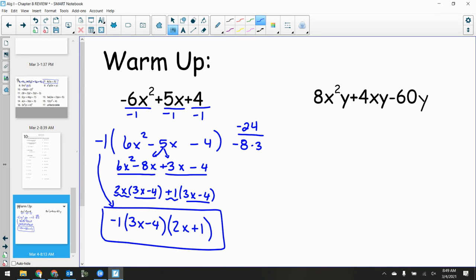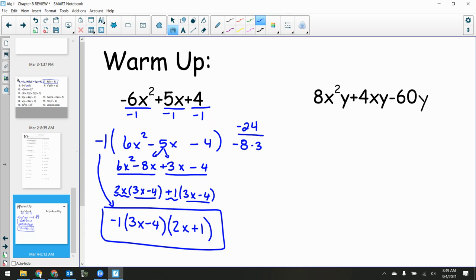Could I have rearranged the order? Yeah, that would have been fine. I would have said negative 1, 2x plus 1, 3x minus 4. But what you can't do is rearrange the stuff on the inside. Like you can't say 3x plus 1, 2x minus 4. That's not allowed.